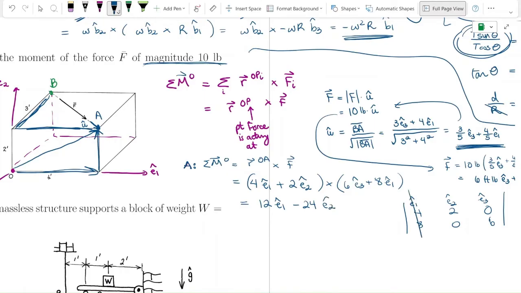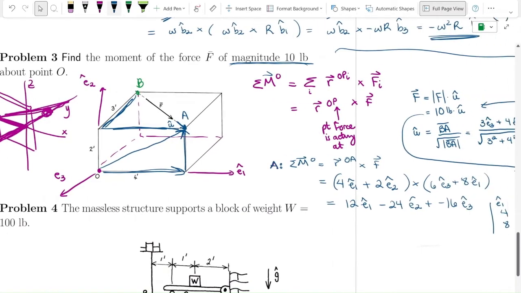So I take this column and use 2 times 6 minus 0, which is 12. Then I subtract e2 hat because it's special, 4 times 6 minus 8 times 0. And then the same thing with the last column, but this one's normal again, so it's a plus: 0 times 4 minus 8 times 2, which is 16. So that's fine and dandy. So we now have the moment about point O.